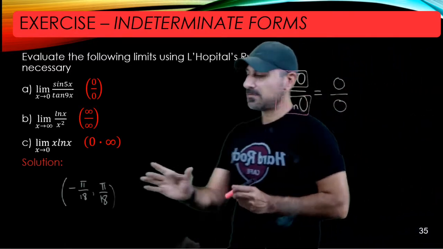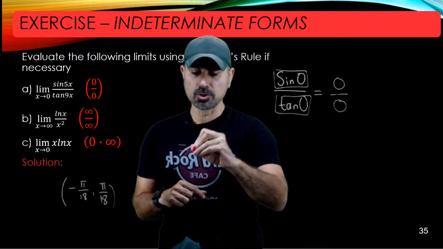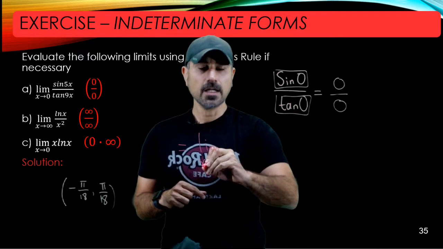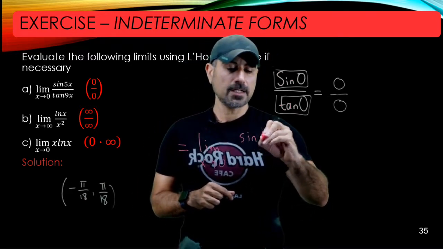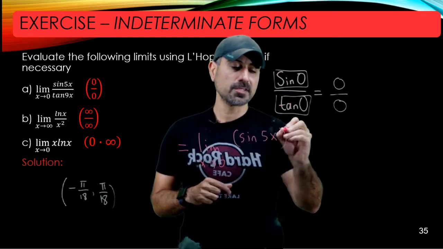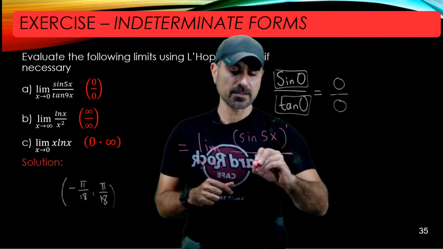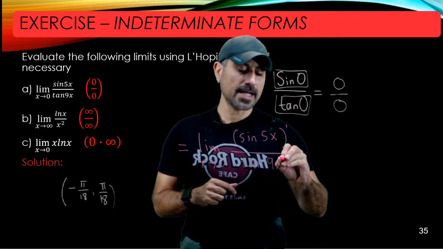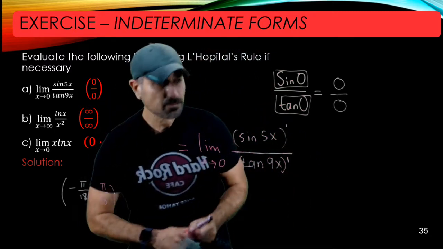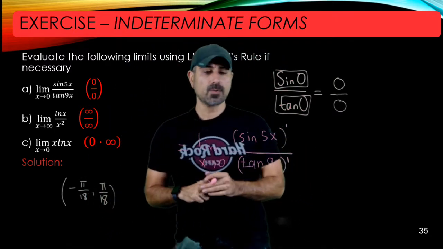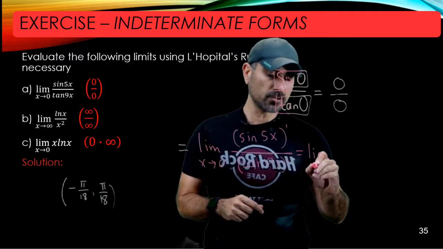So once we spot this interval, we can go ahead and apply L'Hopital's rule, which essentially states that this limit is equivalent to sine 5x prime, the derivative of the top, divided by the derivative of the bottom. Okay, so this is tan 9x prime. All right, so then let's just find the individual derivatives.